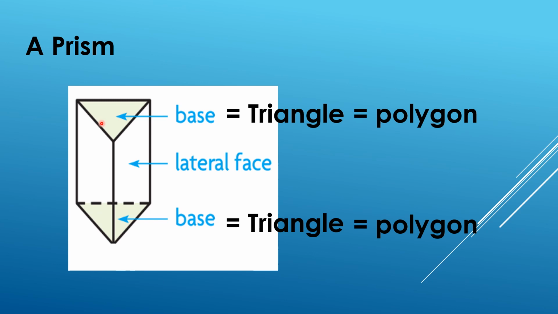The bases are polygons. Now my question is, are these polygons the same? Are the bases the same? Do you see them equal? Are they similar? Are they congruent? Yes, they are. So a prism has 2 congruent bases, 2 equal bases, 2 similar bases. That's why it's a prism.